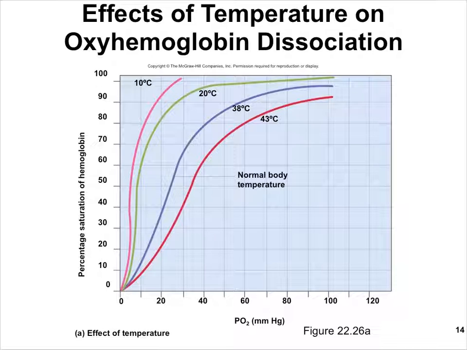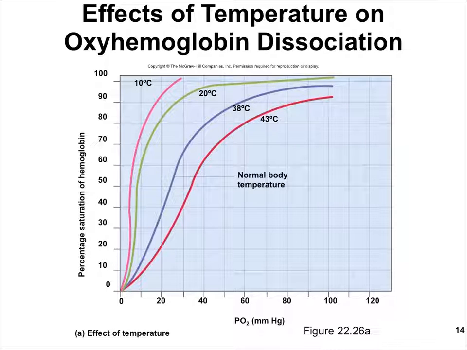Let's take a look in the other direction. Let's move them up to 43 degrees Celsius. Now, again, if your blood is at 43 degrees Celsius, you're probably dead. But let's just pretend for a second that he isn't. So let's take a look here at a partial pressure of 95. We look up here and we see, well, what are we at? We're at about 93, 94 percent saturation of hemoglobin. That's not bad.